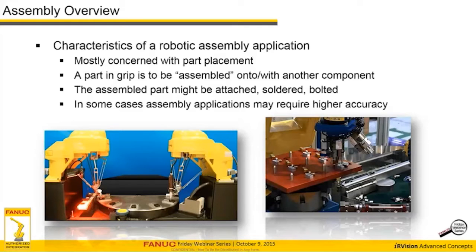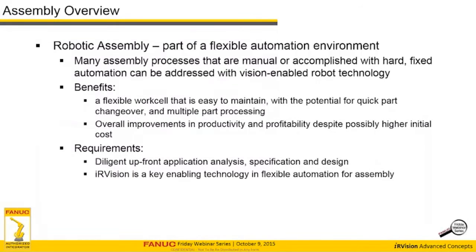So machine vision is a crucial enabler to robotic assembly. FANUC has the robots to achieve this, and I am going to go into the technology here today of iRVision to help you achieve those functions as well. So bottom line, robotic assembly is really part of a flexible automation environment. Many assembly processes that are manual or accomplished with hard fixed automation can today be addressed with vision-enabled robot technology.